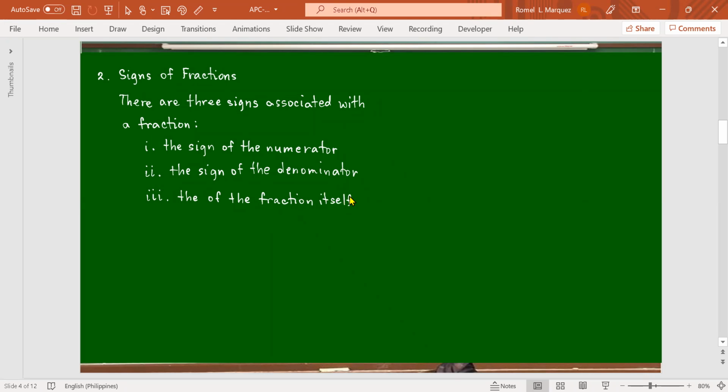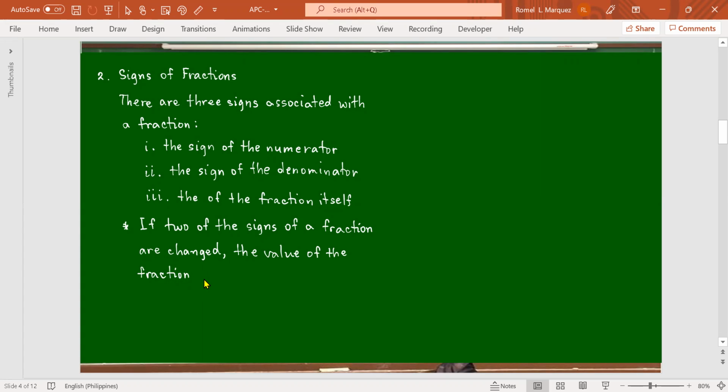If positive, normally understood, if there is no negative, it is positive. But if it is negative, it should be indicated. Okay? And this is the trick here, no? So if 2 of the signs of a fraction are changed, what's the effect? What will happen to the value of the fraction, guys? Does not change, no?